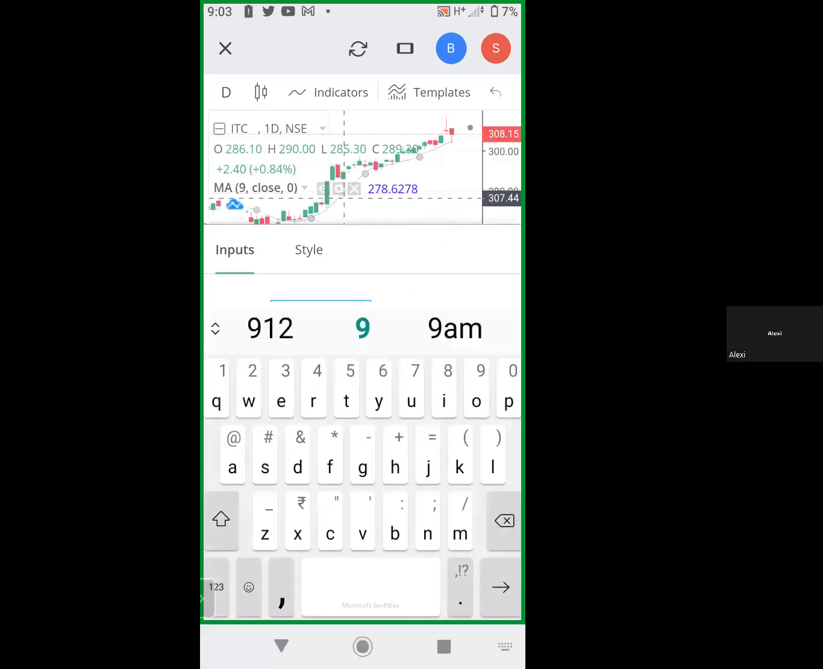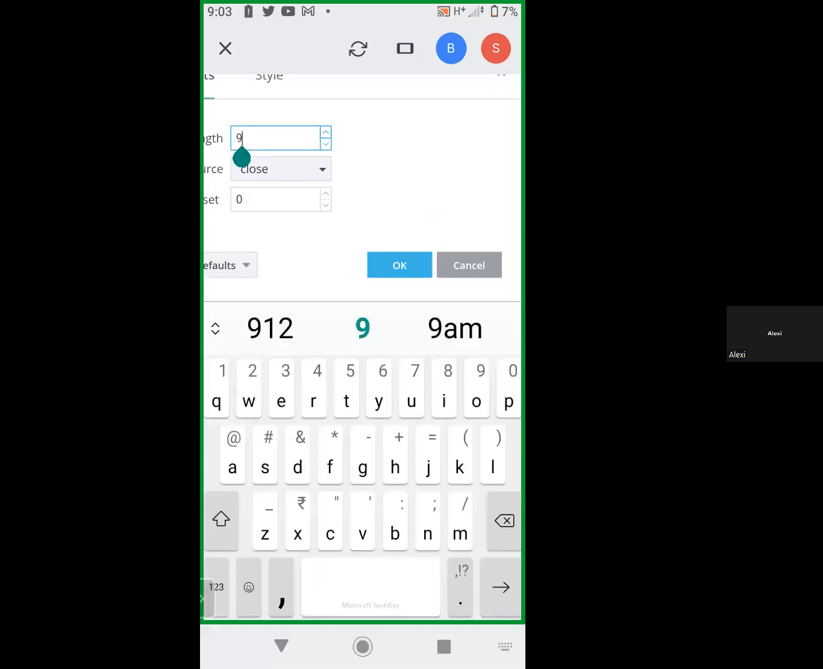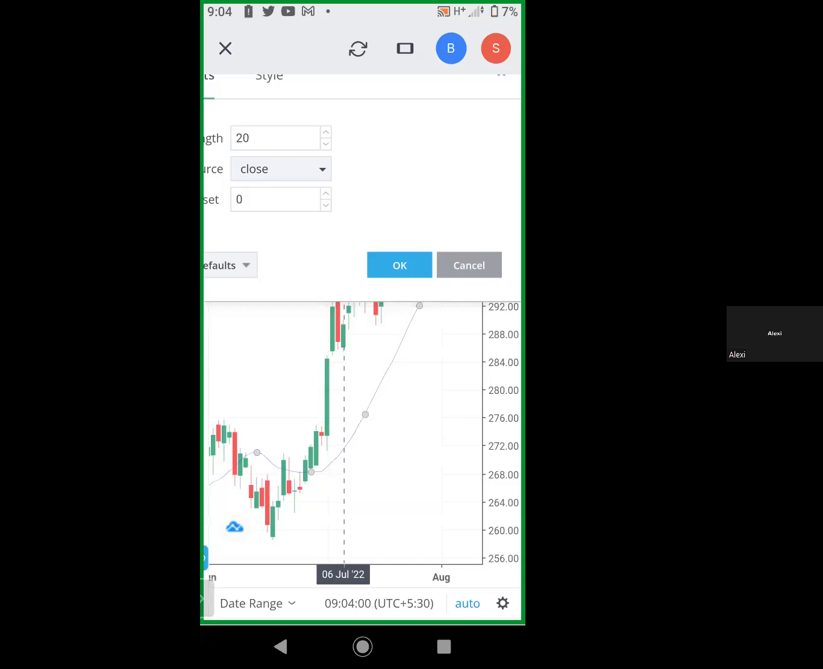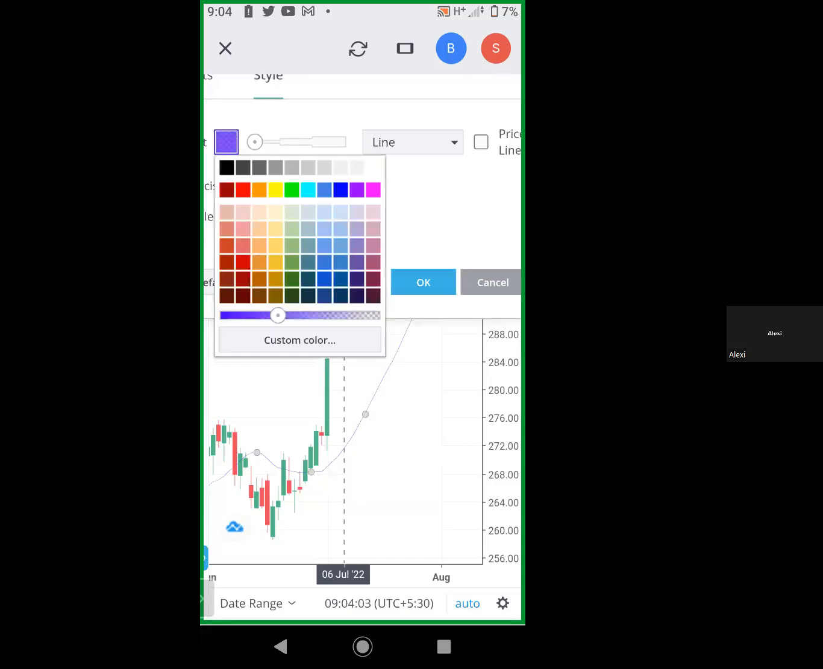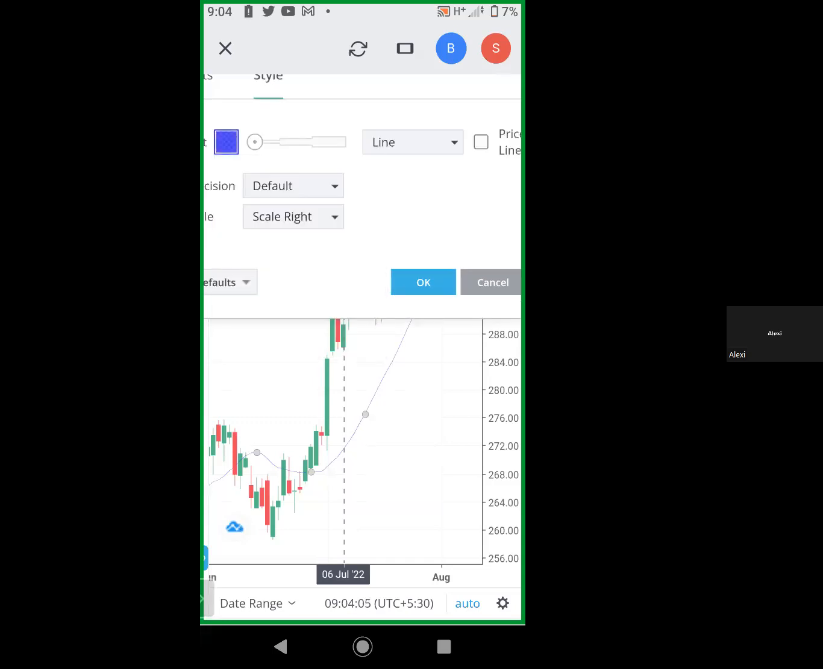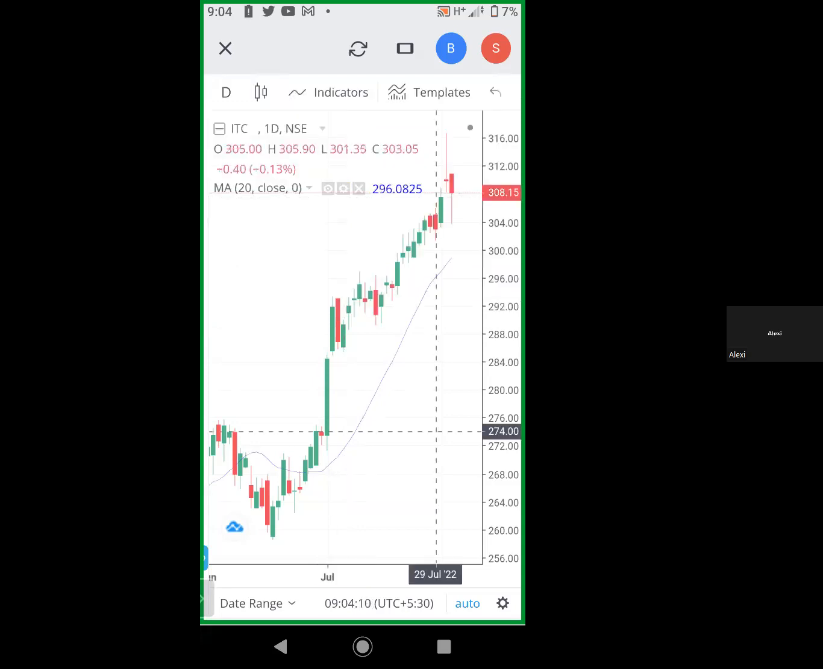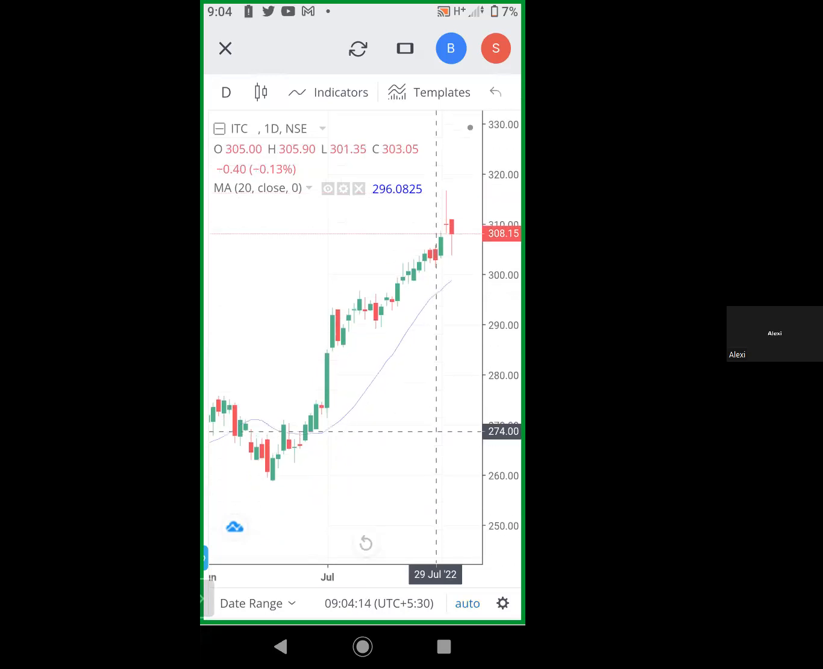All right, so inputs. I select inputs, and instead of 9, let's put in 20. I'm going to put in 20 right there where it says input, and right where it says style, I'm going to change the color to deep blue, and then I press the OK. So this is the 20 period moving average. Right below the prices, you'll see that blue line, which is the average of the last 20 days of trading.